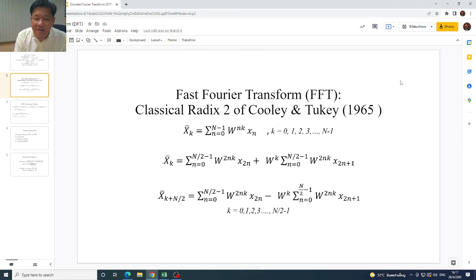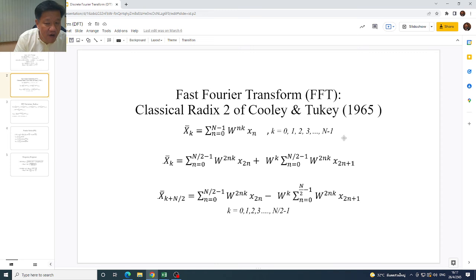You can see, for example, if capital N is equal to 8, we separate by half here, and for each of these you get a summation of 4 terms. For this summation of 4 terms, you separate another half and get a summation of 2 terms. And those summations of 2 terms are just a direct multiplication and subtraction of the original x value. So you can see that the computation has been reduced. Reduced to what?